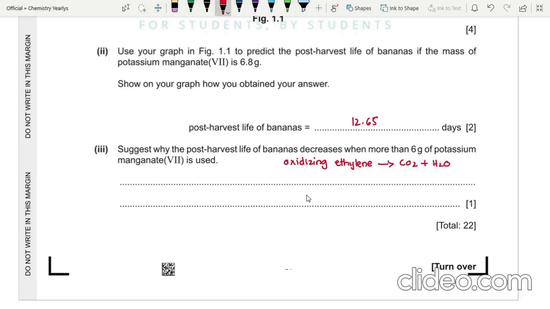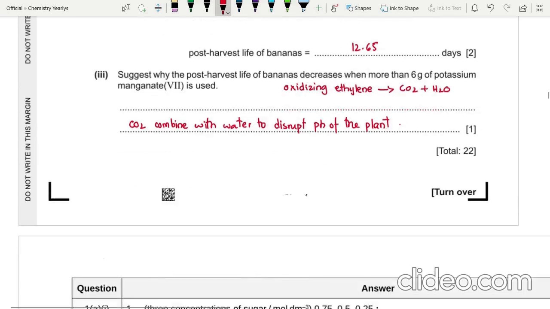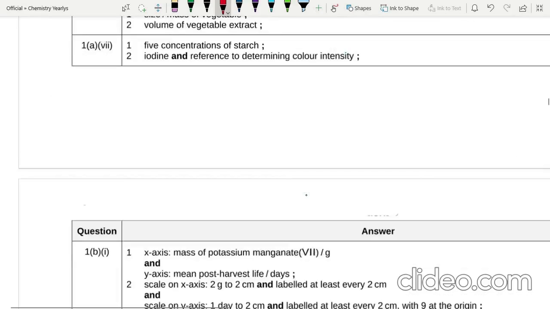So we could write about the pH. So CO2 or carbon dioxide combines with water to disrupt the pH of the plant. So you could give any reason from these two. So let's move on to the next question. This is the marking scheme. You can have a look at it.